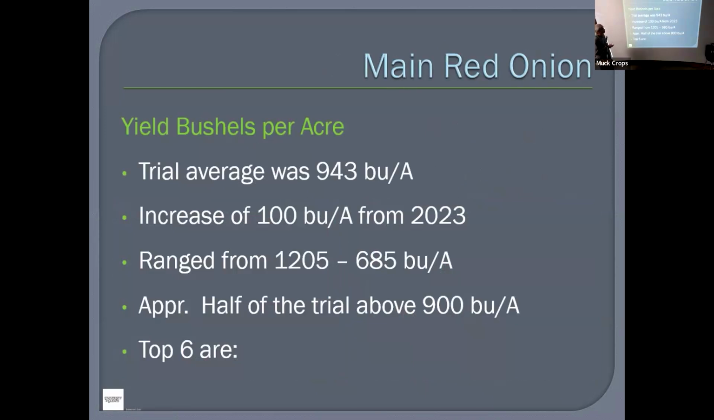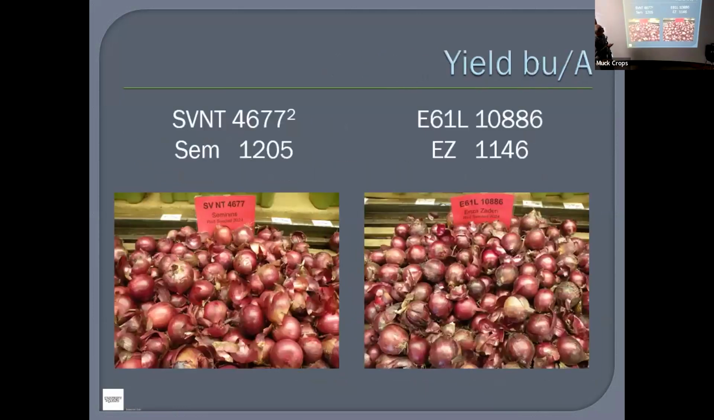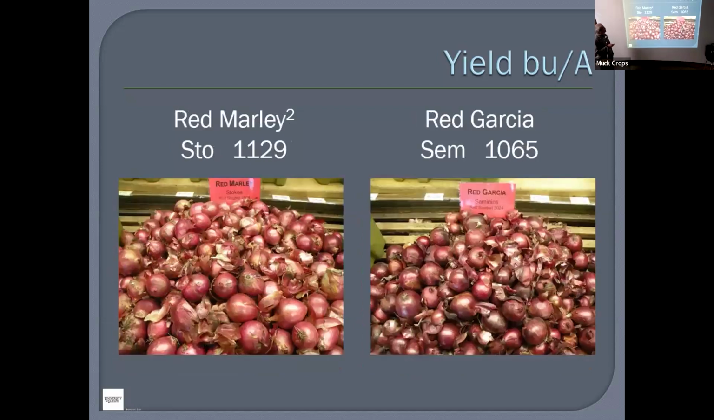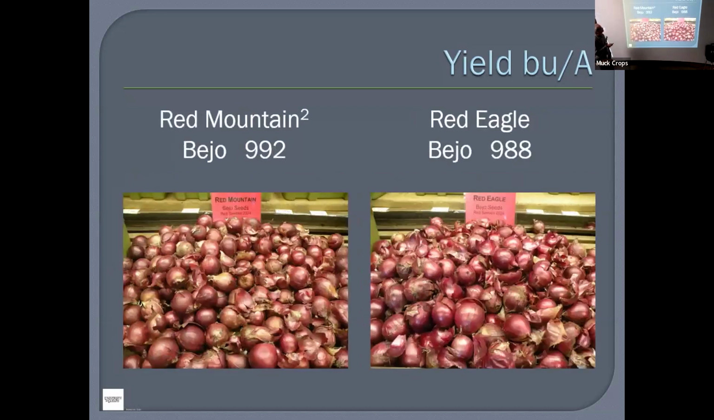And the top 6 as far as yield goes from the red onions: Motley Red from Seminis at 1205, a numbered variety from Ezeh at 1146, Red Marley and Red Garcia at about 1129 and 1065. Red Mountain and Red Eagle finished off the top yielding out of those 13 varieties.